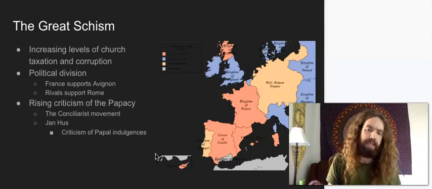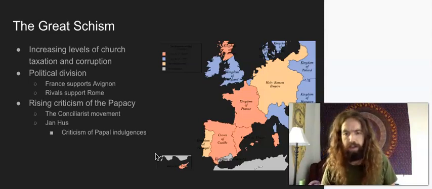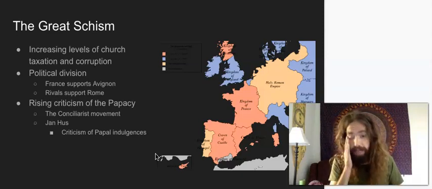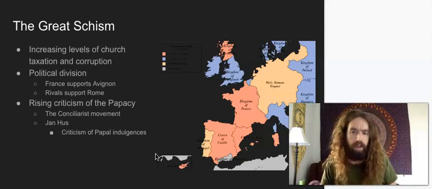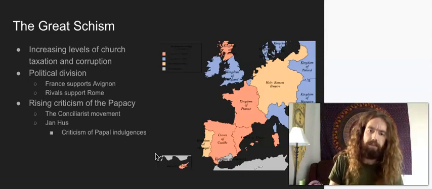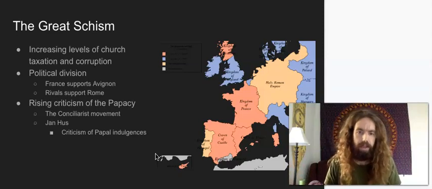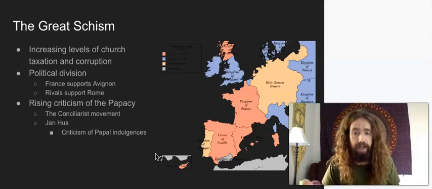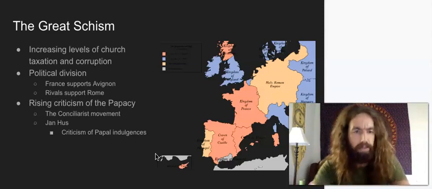So Europe basically splits down the middle on who they support. Obviously France supports the French Pope, and the people in Rome support the Italian Pope. And everybody else kind of splits. It basically just depends on how you feel about France. So England supports the Italian Pope, while Spain, or Castile and Aragon, support the French Pope. Scotland supports the French Pope because Scotland has always liked France, because France doesn't like England and Scotland doesn't like England. But anyway, Europe splits down the middle.